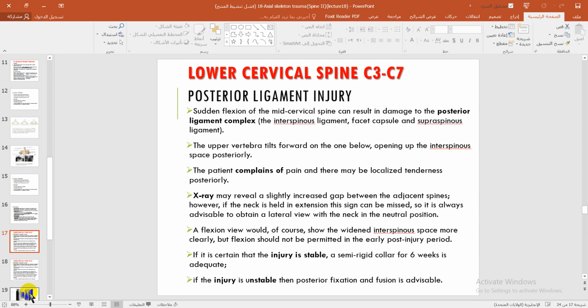If it is certain that the injury is stable, a semi-rigid collar for about 6 weeks is adequate. If the injury is unstable, then posterior fixation and fusion are advisable.